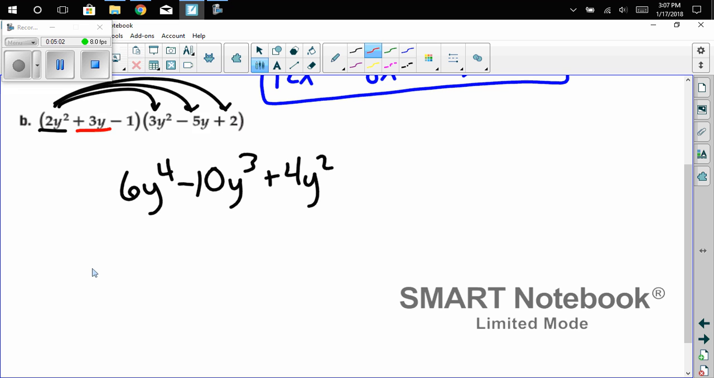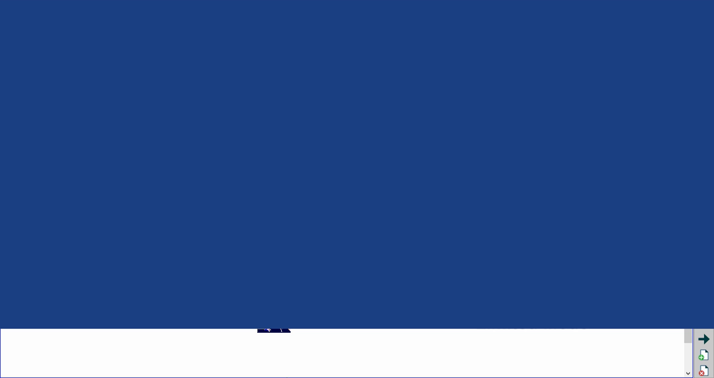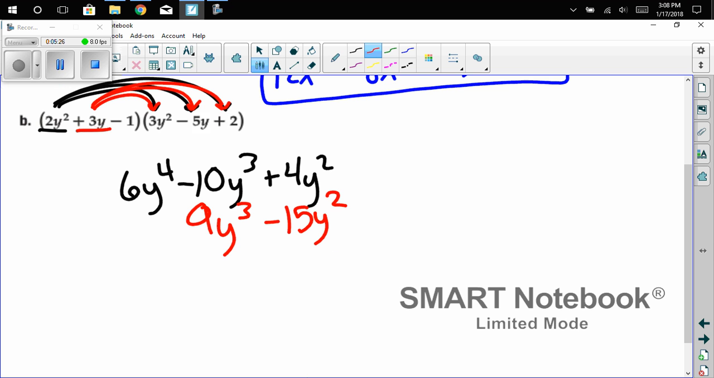Now we go to the second term in the first polynomial, and we distribute that to each of the three things. Again, we're going to line them up underneath the like term. So 3y times 3y squared is going to be 9y cubed, so that's going to go underneath the other y cubed. 3y times negative 5y is negative 15y squared, underneath the other y squared. And then 3y times 2 is 6y. Finally, we're going to distribute this last term, the negative 1, to all three things.